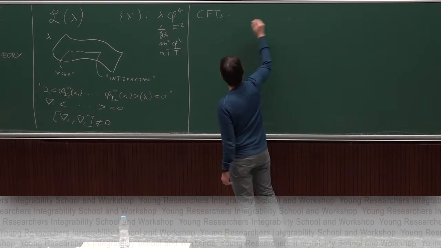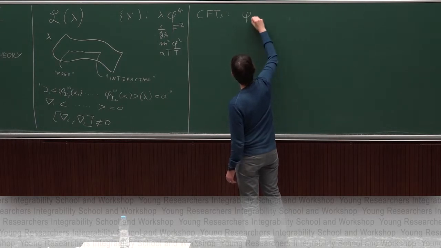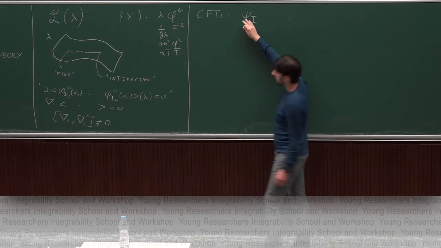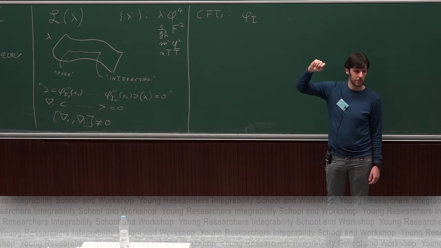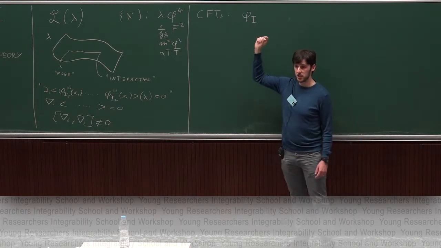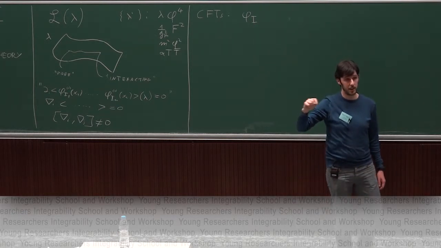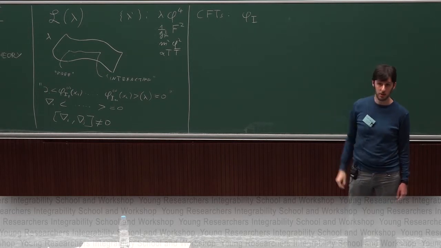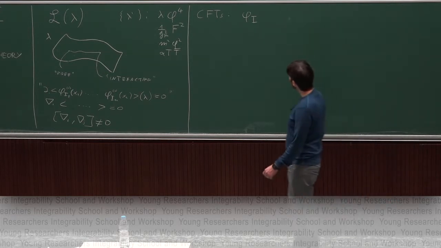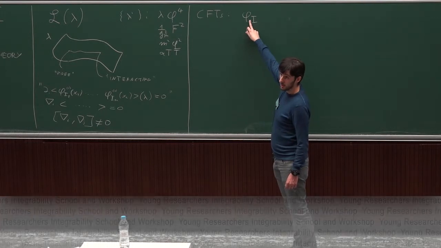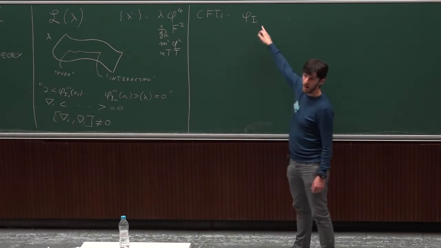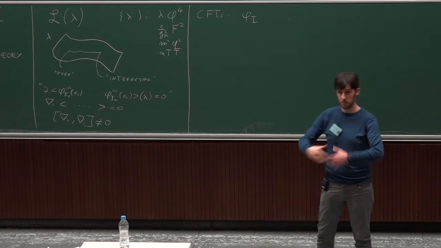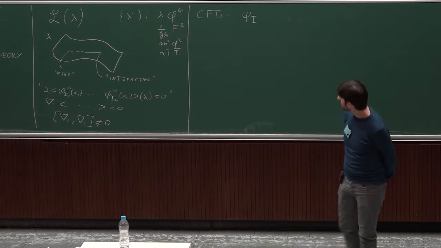And I will remind you that CFTs are completely characterized by giving you a spectrum of local operators. Unfortunately, I will change the notation, but I will explain exactly how the notation changes compared to the course of Sylvain and Lawrence. And my local operators will be denoted by phi_I. The I is an index that runs through all the possible operators.